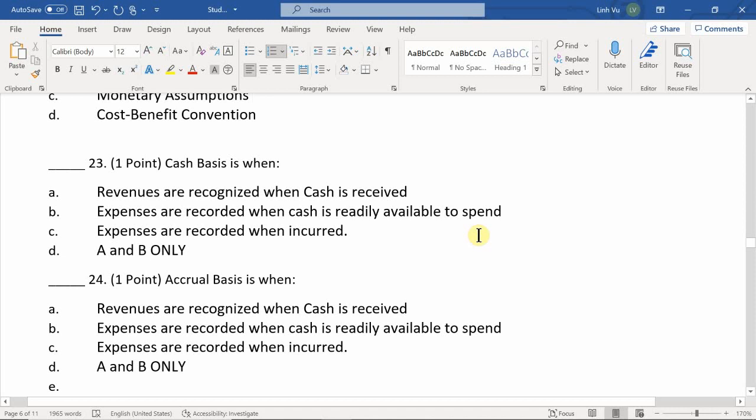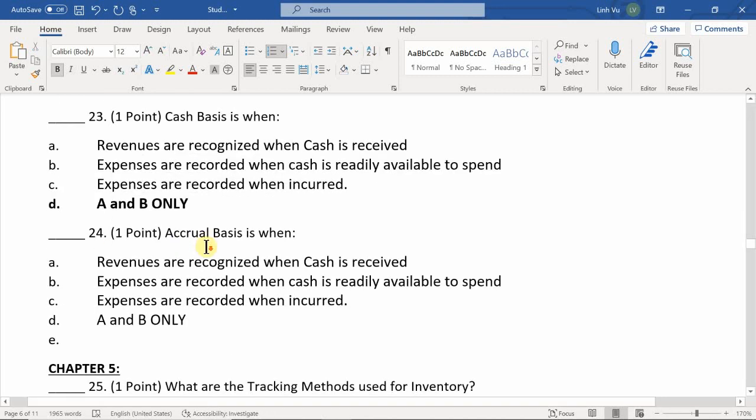Number 23, okay? Cash basis is when... It's D. D, okay? A and B only. So let's see. A: revenues are recognized when cash is received. B says expenses are recorded when cash is readily available to spend. And that's for cash basis, and that is correct. A and B only. Okay.